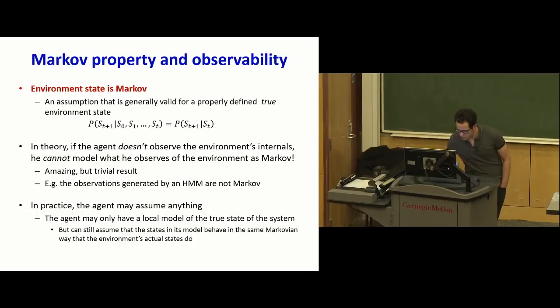Actually, is it the end? No, there is a little bit more on that. So, a follow up. The Markov property is something that is going to be valid for a properly defined environment state. However, if you don't know the environment internally from the observation, you cannot decide that the model you're creating is Markovian.